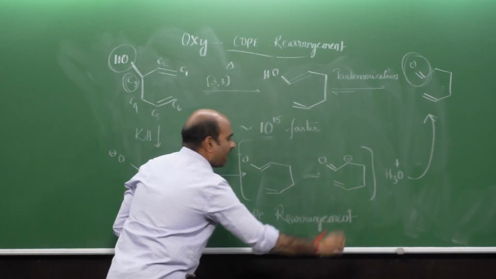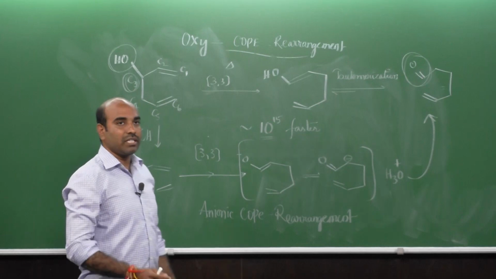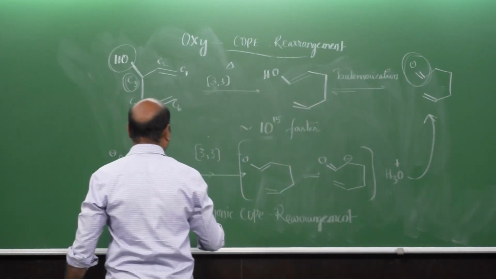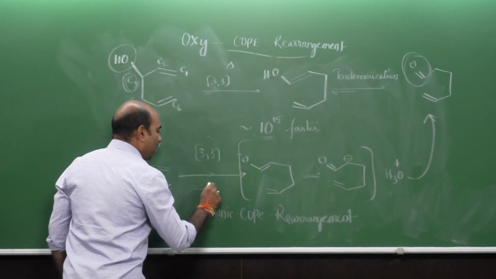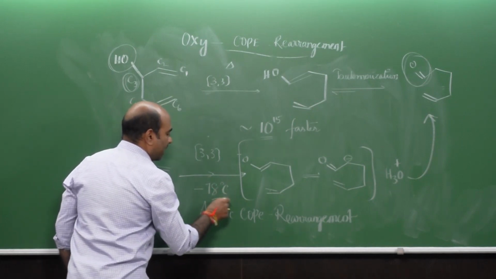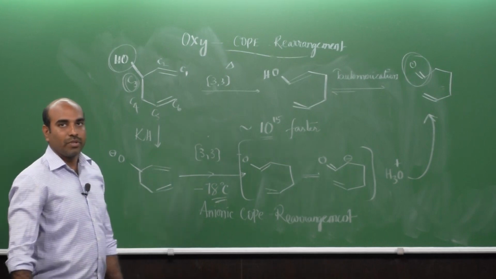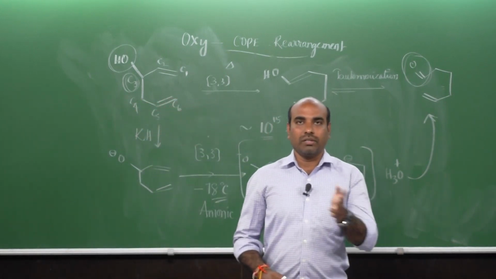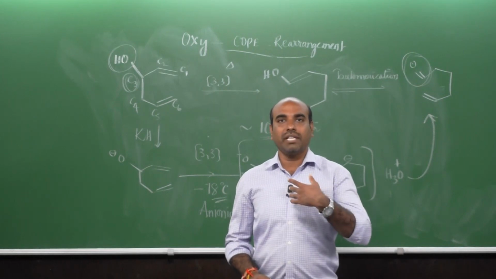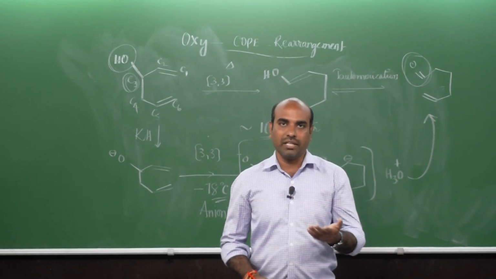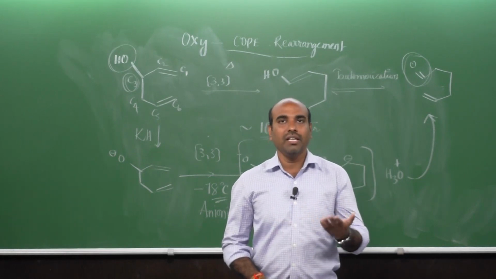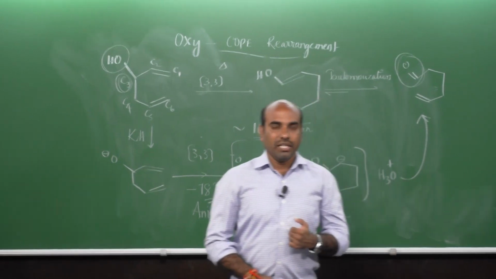So in the case of anionic Cope rearrangement, the reaction can happen even at minus degrees. This particular reaction can happen at around minus 78 degrees centigrade. You see the change now. Just because of deprotonating the hydroxyl proton, the reactivity is pronounced like anything, which is approximately 10 to the power of 15 times faster than the Oxy-Cope rearrangement reaction.